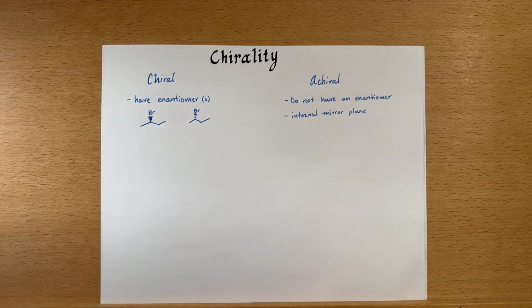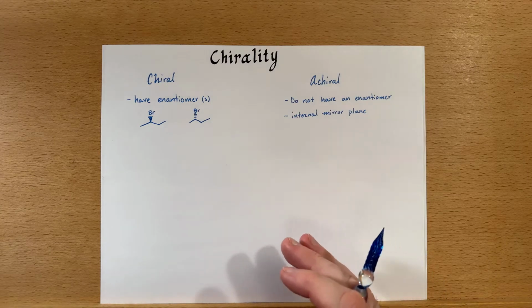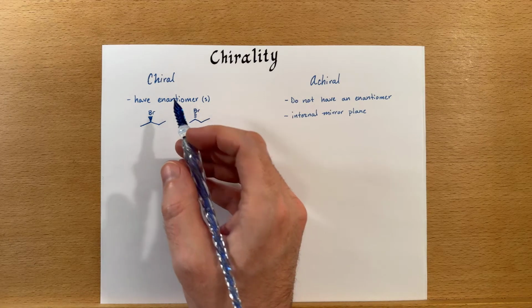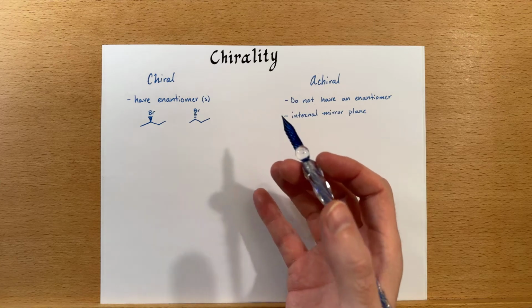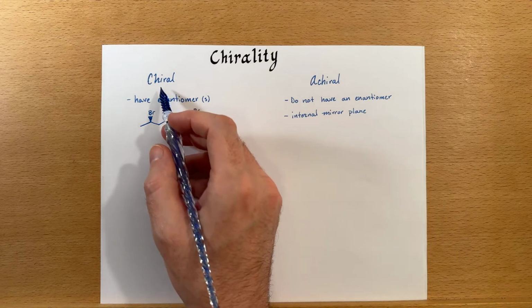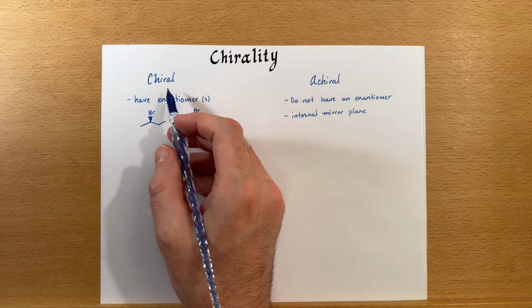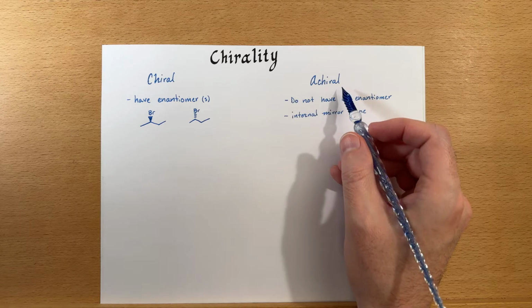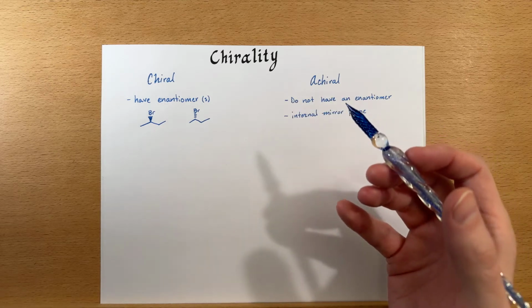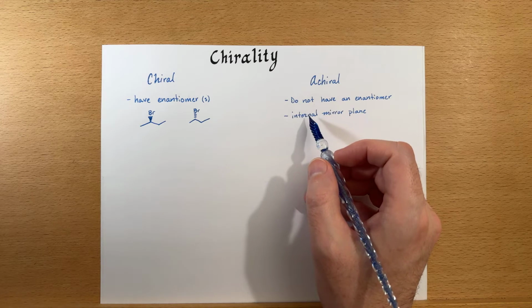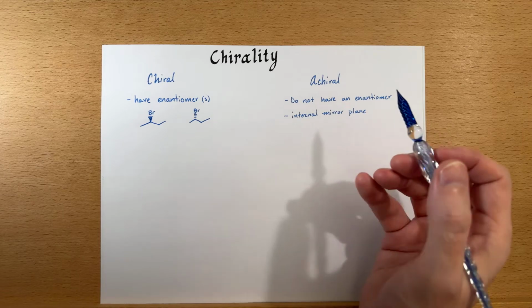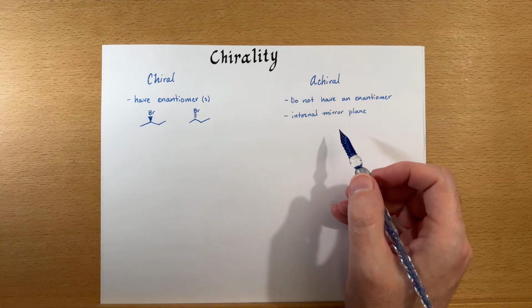Let's continue our discussion of enantiomers by looking at chirality. And this really fits because if a molecule has an enantiomer, or multiple of them, then we call that molecule chiral. If it does not have an enantiomer, we call that molecule achiral. One of the ways that you can identify an achiral molecule is if it has an internal mirror plane. And if it does, the molecule will not be chiral.